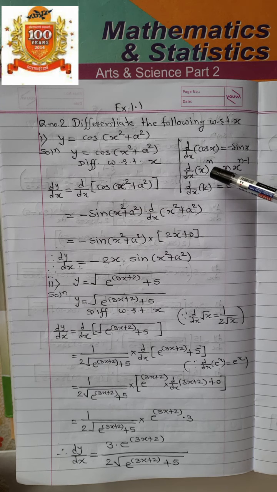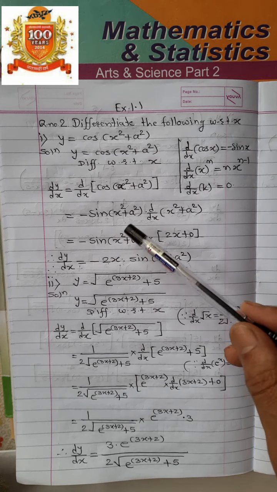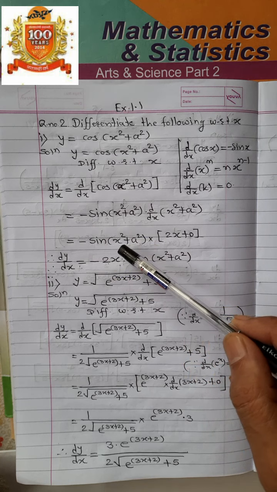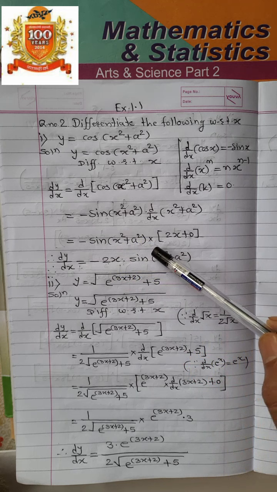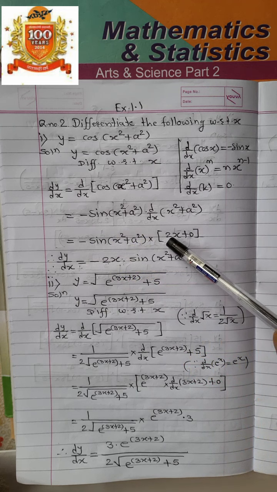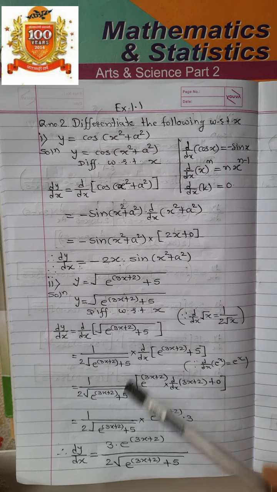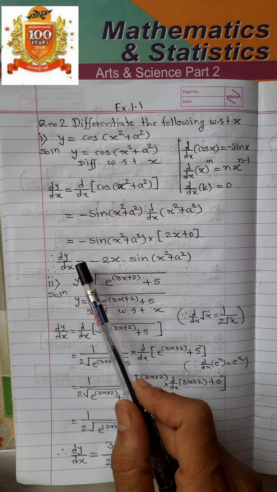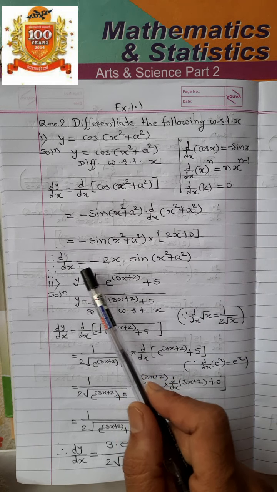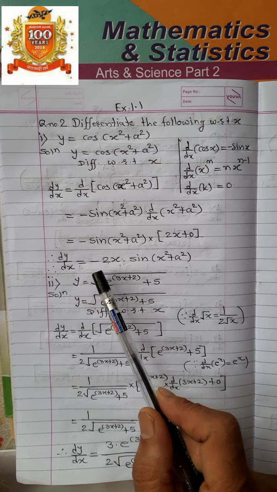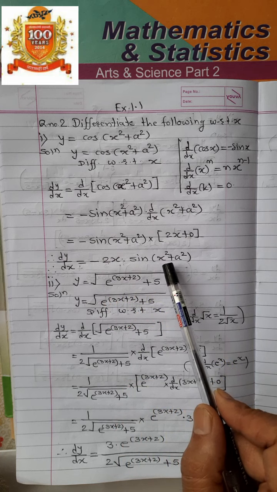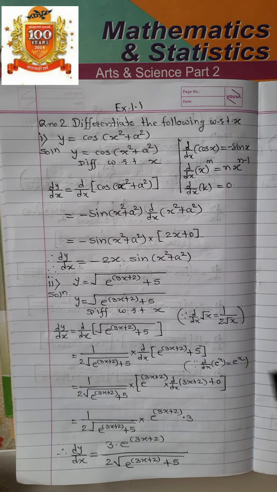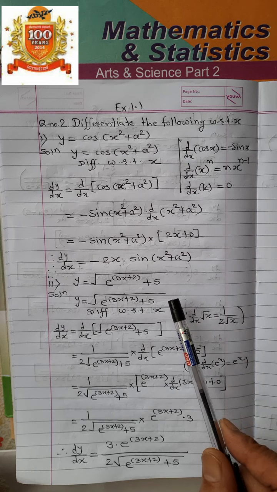We know that derivative of x raised to power n is n into x raised to power n minus 1, and derivative of constant is 0. Therefore, we have minus sin of x square plus a square as it is into derivative of x square, which is 2x, and derivative of a square is 0. Therefore, at last we get the answer of this question as dy by dx is equal to minus 2x into sin of (x square plus a square). In this way, we solved question number 1.